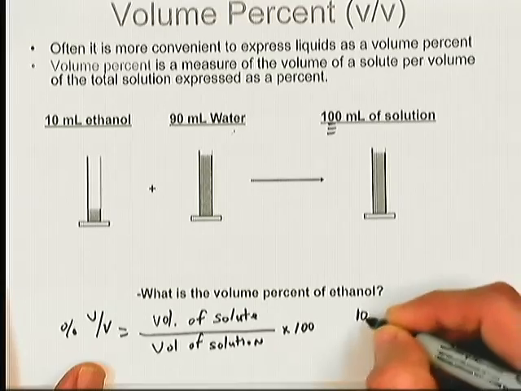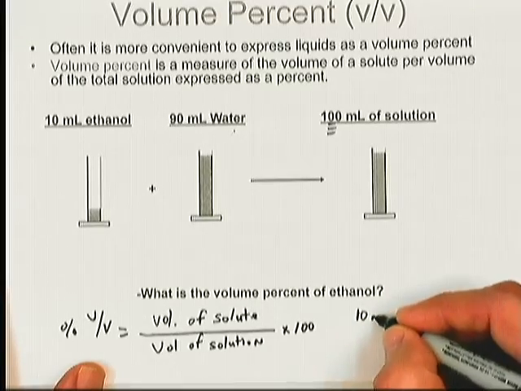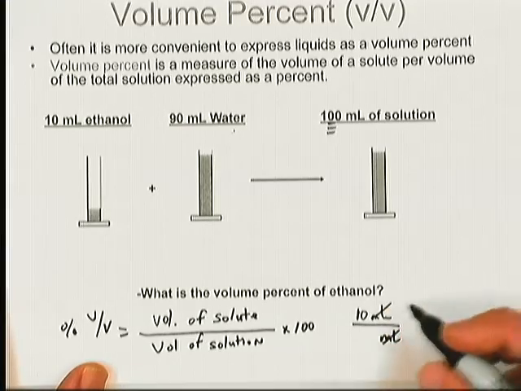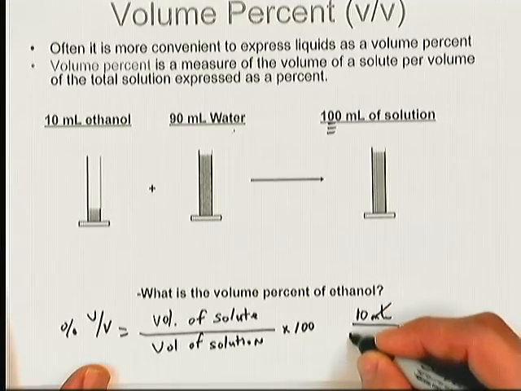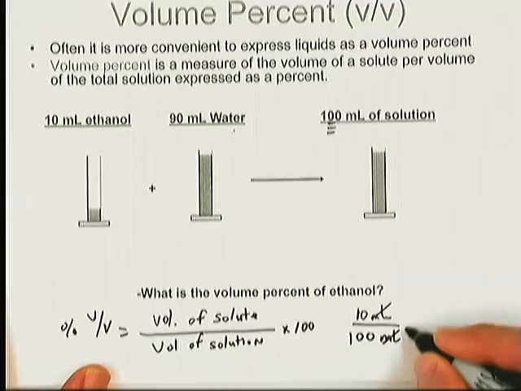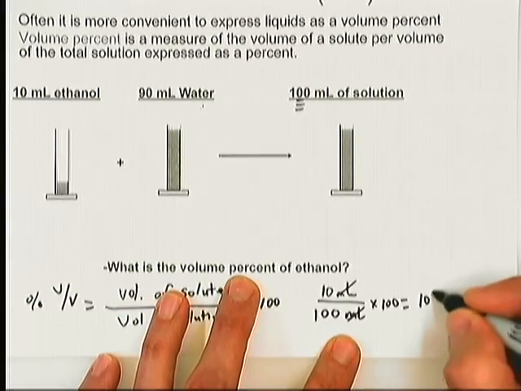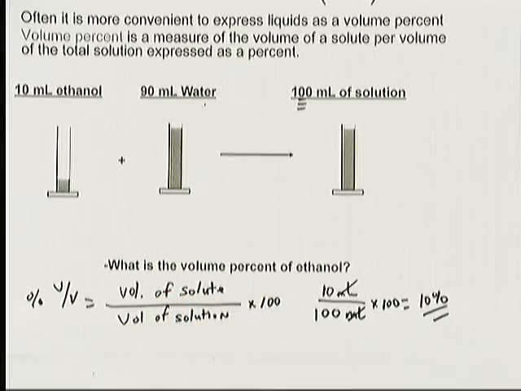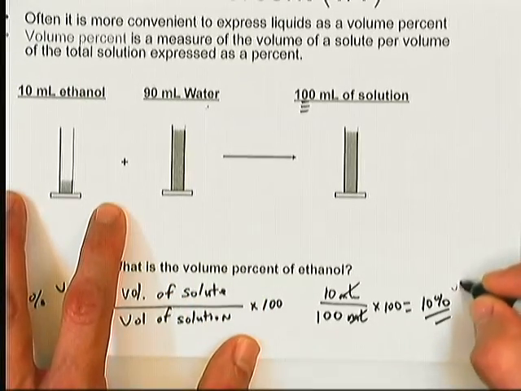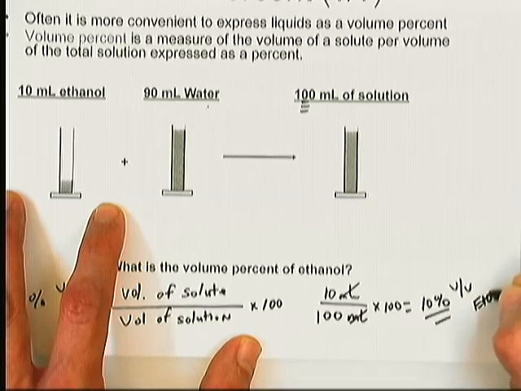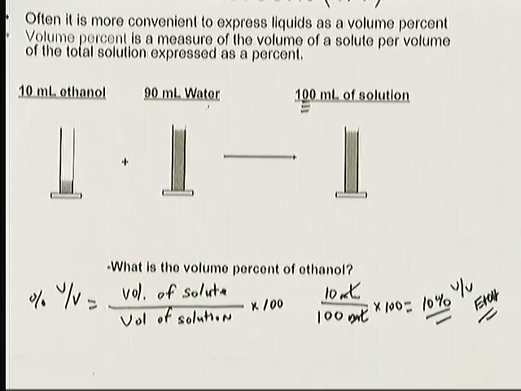So my volume of the solute was 10 milliliters ethanol. I am going to divide that by the total volume of the solution, which was 100. Multiply by 100 to express it as a percent. And sure enough, you get 10% of ethanol. Alright, so that's volume percent. Moving on.